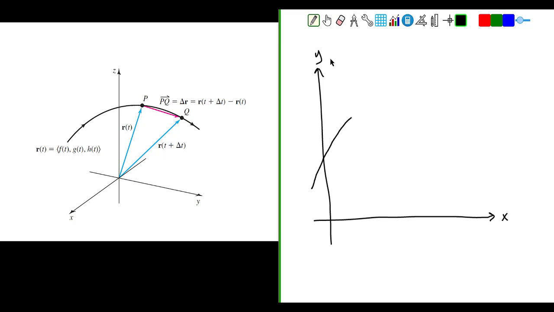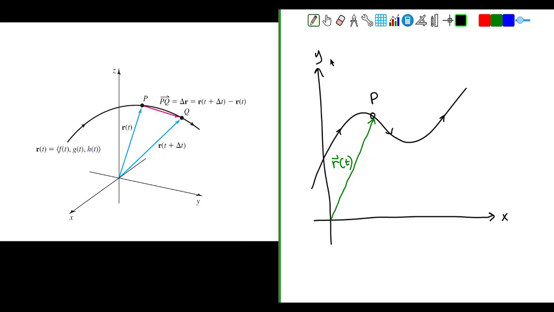Suppose the curve looks something like this, representing an arbitrary vector function. Being a vector function, this curve has an orientation indicated by the direction of increasing values of t. Let's start off by looking at a point on this curve. We will call this point P. Point P has a position vector that represents its location relative to the origin. We will label this position vector r of t, where t is the parameter for this vector function.